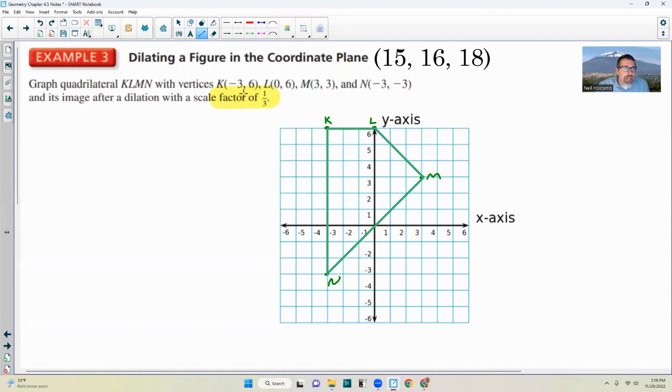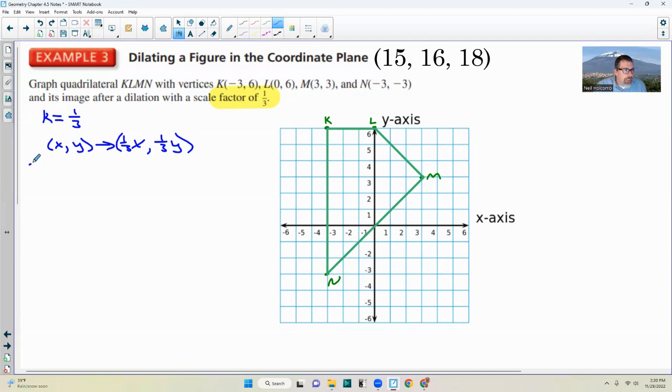And now we're going to dilate it by a scale factor of 1/3. So what I'm going to write here is k equals 1/3. That means it's between 0 and 1, and it is a reduction. So if I take the point K, actually, let's write the rule first. It's going to be x comma y becomes 1/3 x comma 1/3 y. So my first x y, which is K.